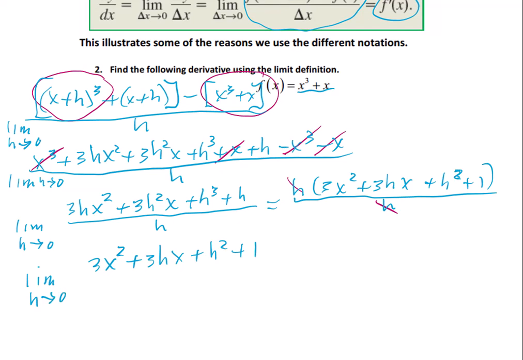Well, when h approaches 0, what's going to happen? A 0 in here is going to cancel that out. A 0 here is going to make that 0. So that's going to leave me with this limit, 3x squared plus 1. So there's my derivative. It's based on the limit. There's my derivative. Okay, there's my f prime.